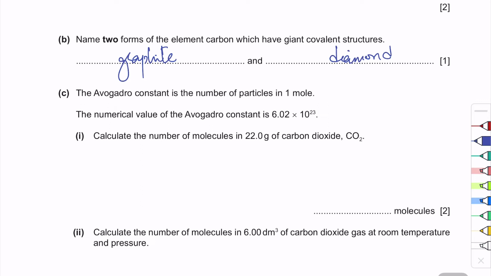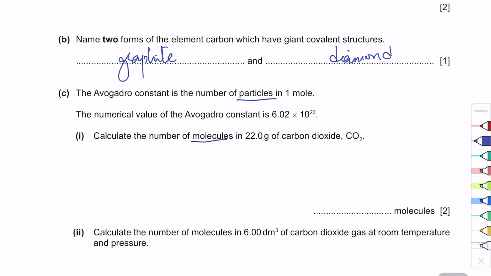Avogadro's constant is the number of particles in 1 mole, that's the definition. The numerical value is this. Calculate the number of molecules in 22 gram carbon dioxide. Now, a molecule is a particle on its own, right? And Avogadro's constant is the number of particles. It's not the number of atoms or ions, it's the number of particles. So particles could be anything. Right now they're asking us for molecules.